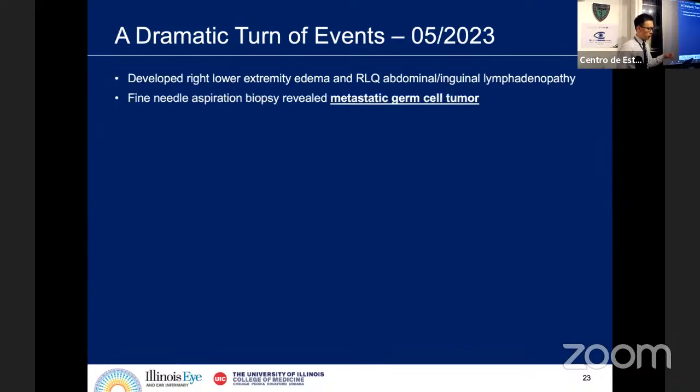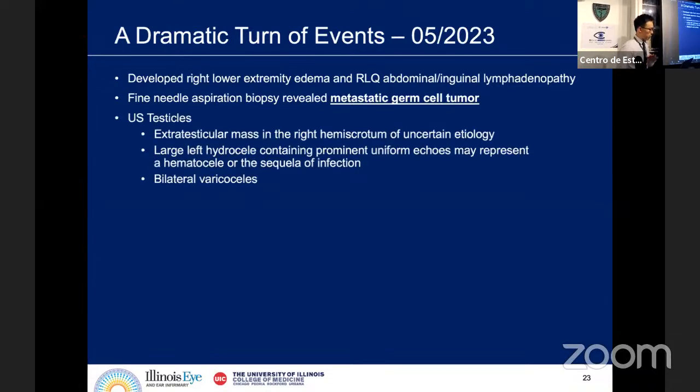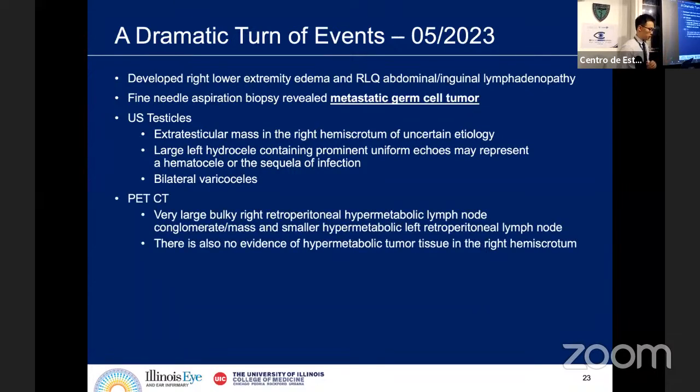And based on that imaging, they got a fine needle aspiration biopsy of the lymph node, which showed a metastatic germ cell tumor. So very rare cancer. And the full workup was done. They did ultrasound of his testicles. They did a PET CT. The testicular ultrasound found an extratesticular mass in the right hemiscrotum, and some hydrocele and varicoceles. The PET CT showed the lymph nodes were hypermetabolic, but interestingly, they didn't see any hypermetabolic activity in that extratesticular mass in the right hemiscrotum.